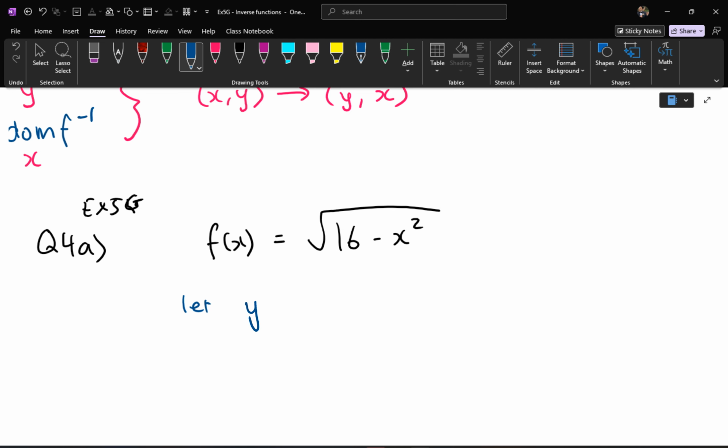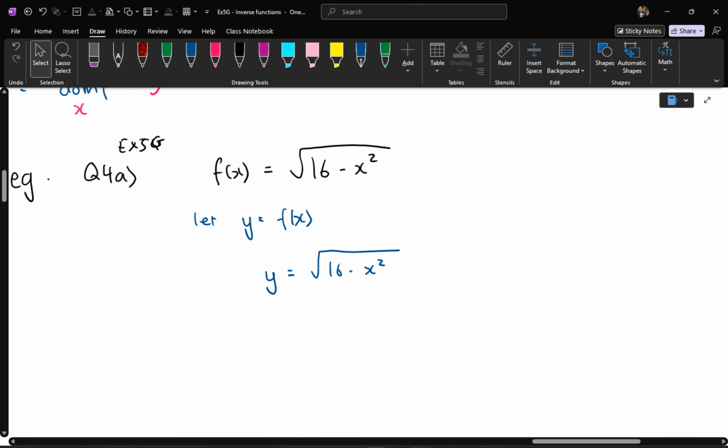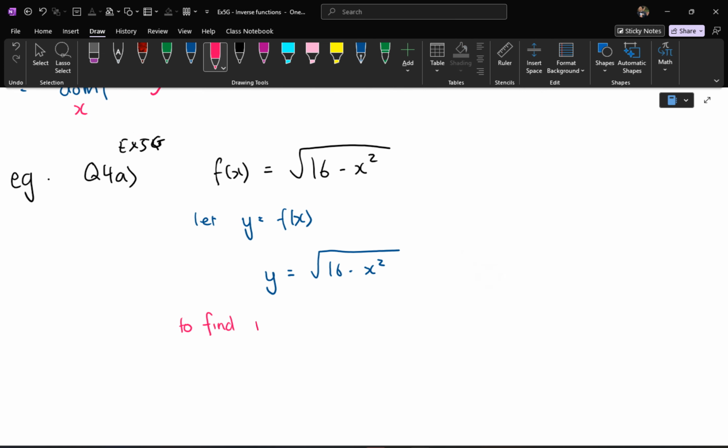So you let y equal f of x. You have to tell the examiners that's what you're doing. Your equation now becomes y equals root of 16 minus x squared. And if you want to find the inverse function, this is how you find it. To find the inverse we essentially are doing f of y equals x, which is the notes I gave to you yesterday, or in layman's terms, swap the x and y's. Y becomes x, x becomes y.